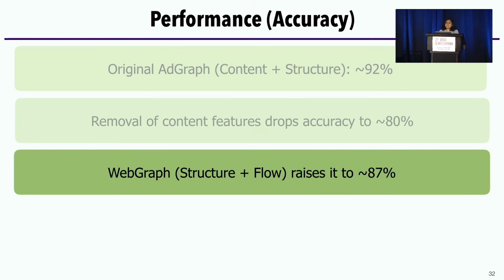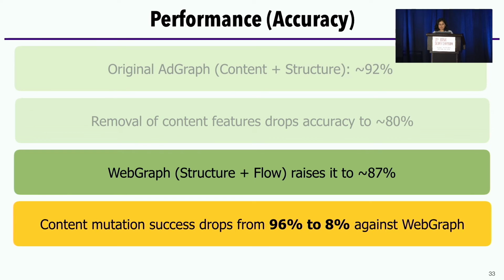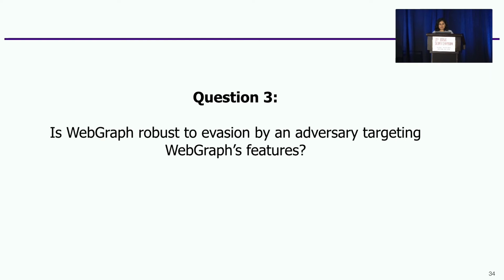And what we find is that with the structural and flow features, we don't actually get back to the original performance of AdGraph because the content features do provide some value, but we are able to make up for a lot of lost ground. And more importantly, when we perform the same content mutation against WebGraph, we see that the success rate of the adversary drops from 96% to about 8%.